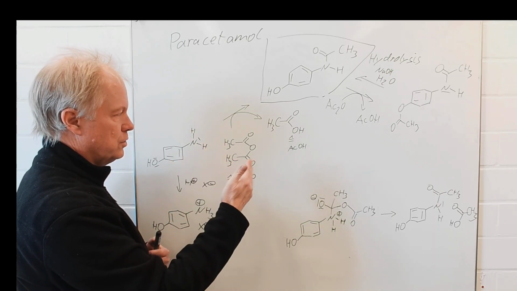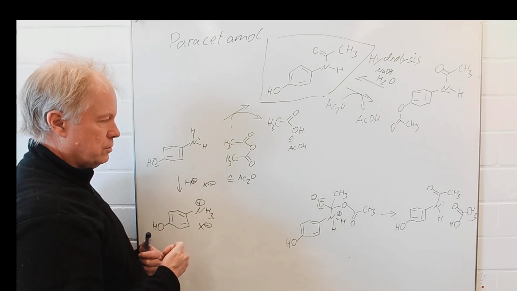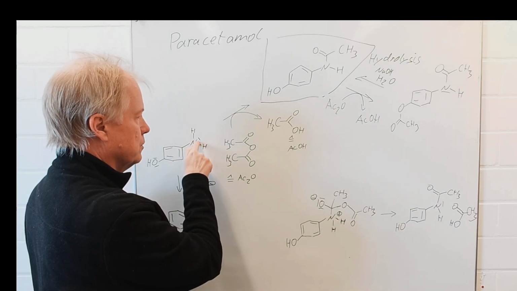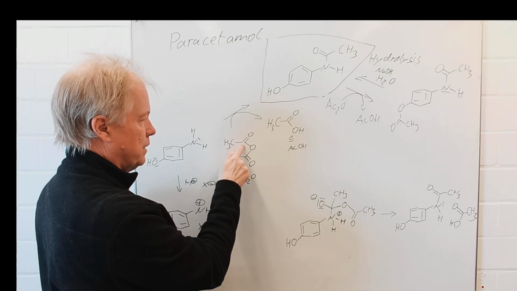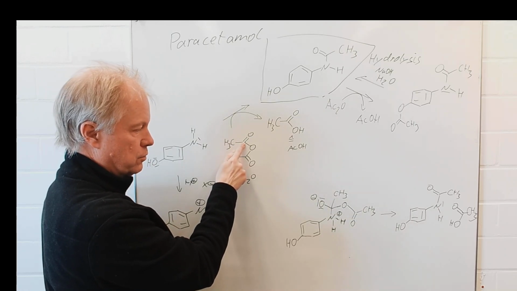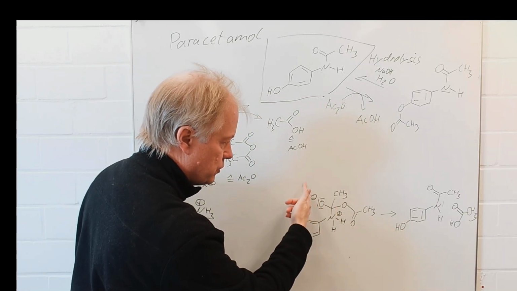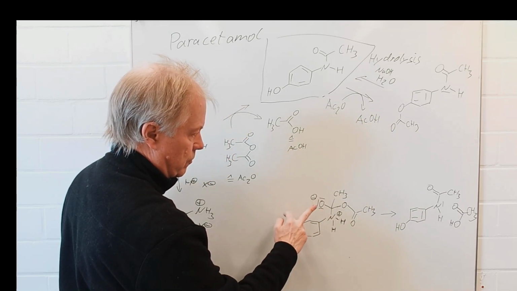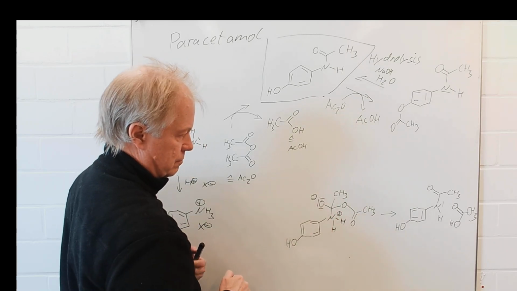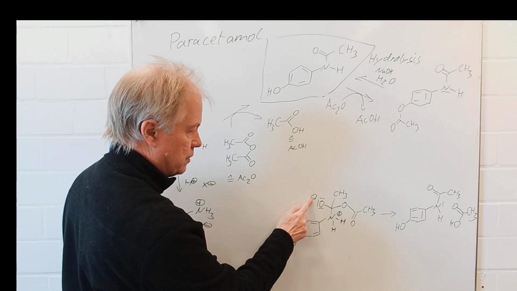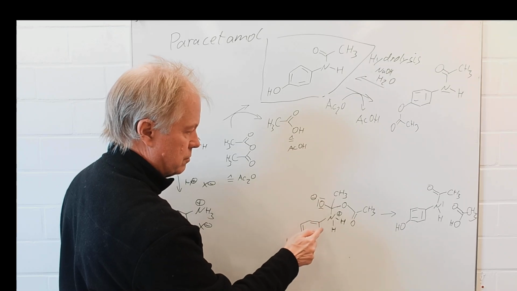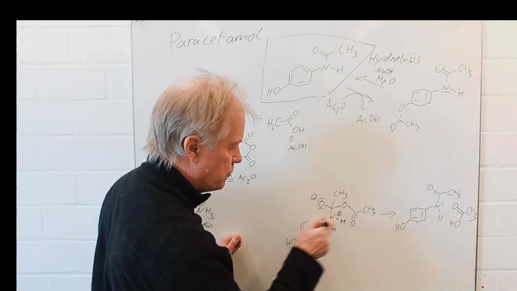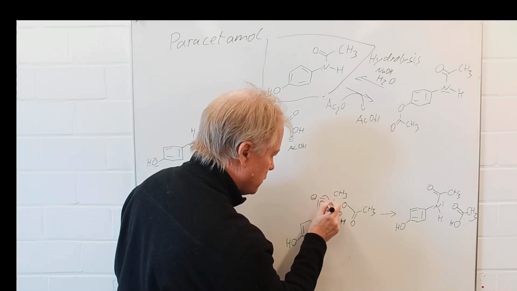How does the reaction take place? Well, it's an addition-elimination reaction. The nitrogen with a free electron pair attacks the electrophilic center, the carbonyl group, an addition process to this ionic intermediate with a negative charge at that oxygen and a positive charge at the nitrogen. And now a fragmentation will take place.